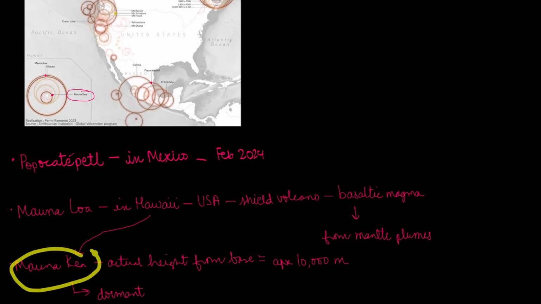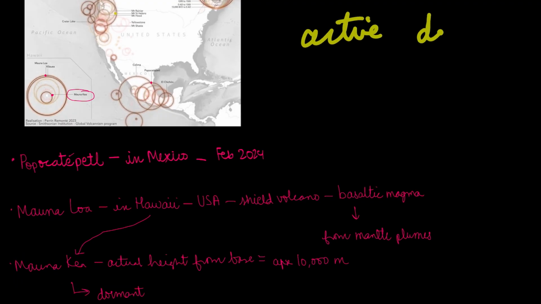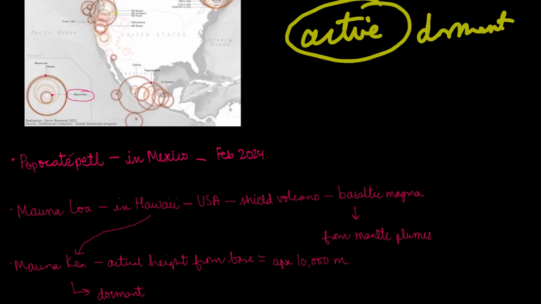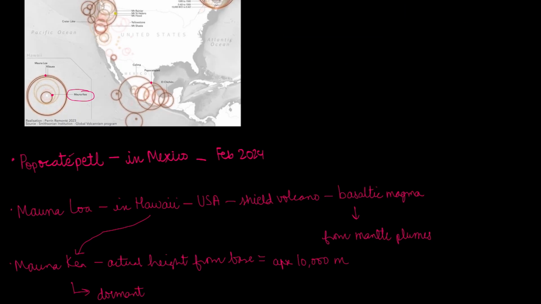So Mauna Kea is dormant. We have two kinds of volcanoes: one is active and the other is dormant. Active means a volcano which has erupted within the lifetime of humans. Dormant volcanoes are those which have not erupted in the lifetimes of humans. So Mauna Kea is a dormant volcano.